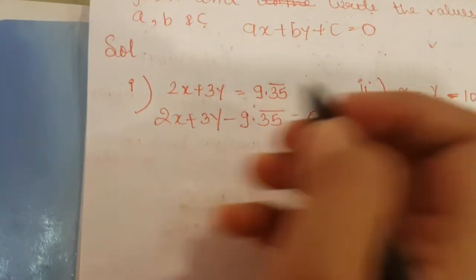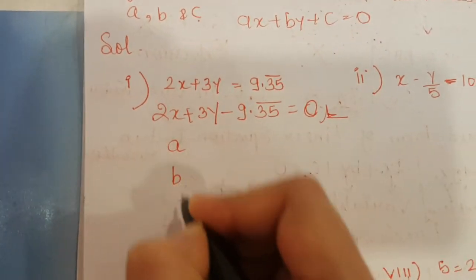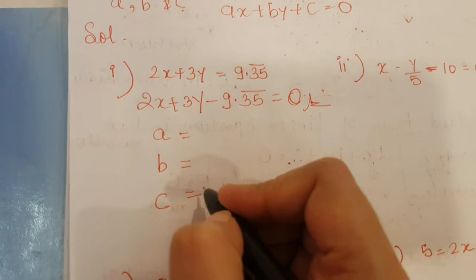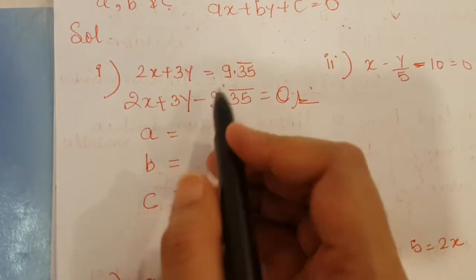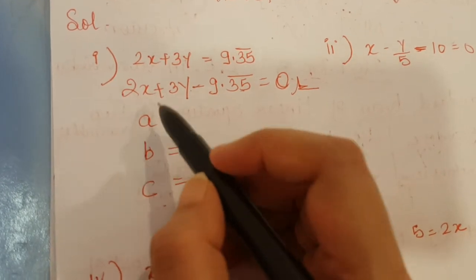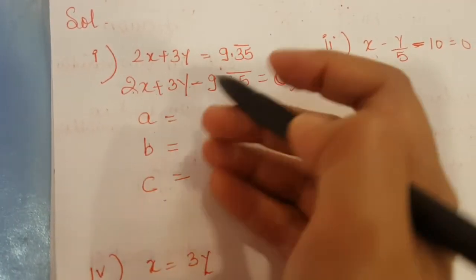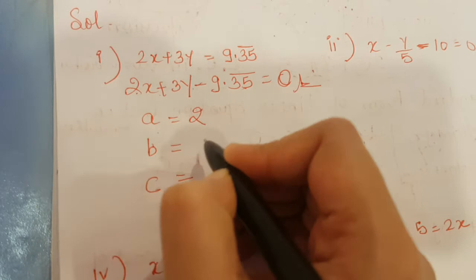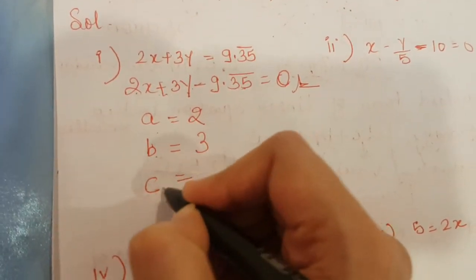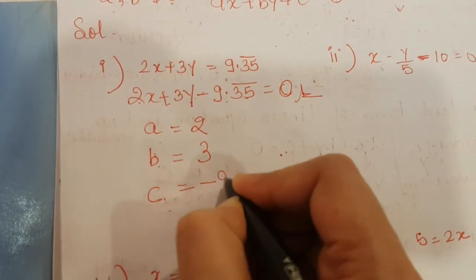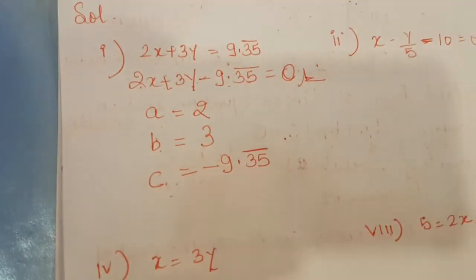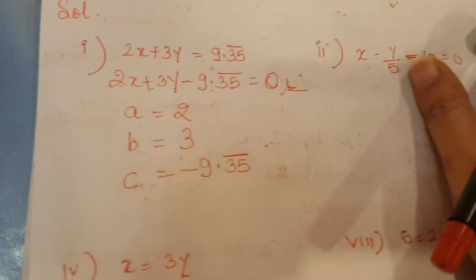Now second they are asking the values of a, b and c. I told you that a is always the coefficient of x, b is always the coefficient of y and c is the constant term. So according to this, what is the coefficient of x? 2. So what is the value of a? 2. B, coefficient of y, it means 3. And c is the constant term, so minus 9.35 bar. Don't forget the signs. Okay.